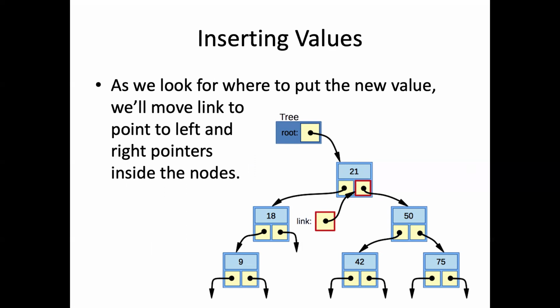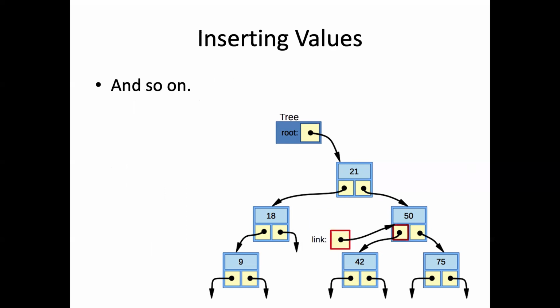30 is less than 50. So descending the tree, I want to move that link pointer so it now points to the left pointer inside that node with the 50 on it. And I think of that as, well, now link is looking at. I should use this word looking at instead. Now link is keeping up with this 42 node. 30 is less than 42.